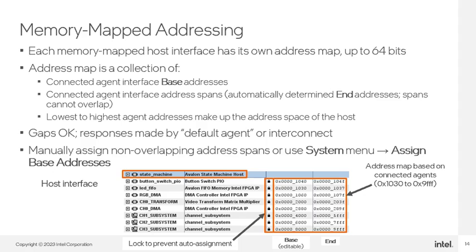If multiple host interfaces connect to the same agent interface, the host port's address maps converge, as the agent ports will, by default, be assigned the same address for each host port. Agent address spans cannot overlap the address spans of other agents connected to the same host. If you don't require specific addressing, you can let Platform Designer auto-assign non-overlapping addresses. To do this, simply select Assign Base Addresses from the System menu. If you want to prevent any manually assigned addresses from being changed due to using the auto-assignment option, click the indicated lock icon.